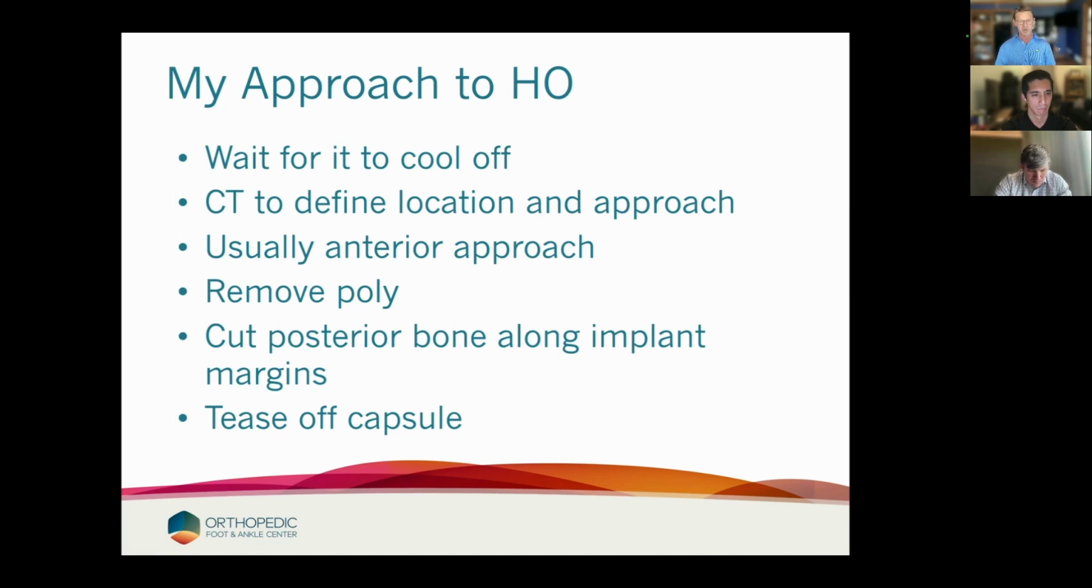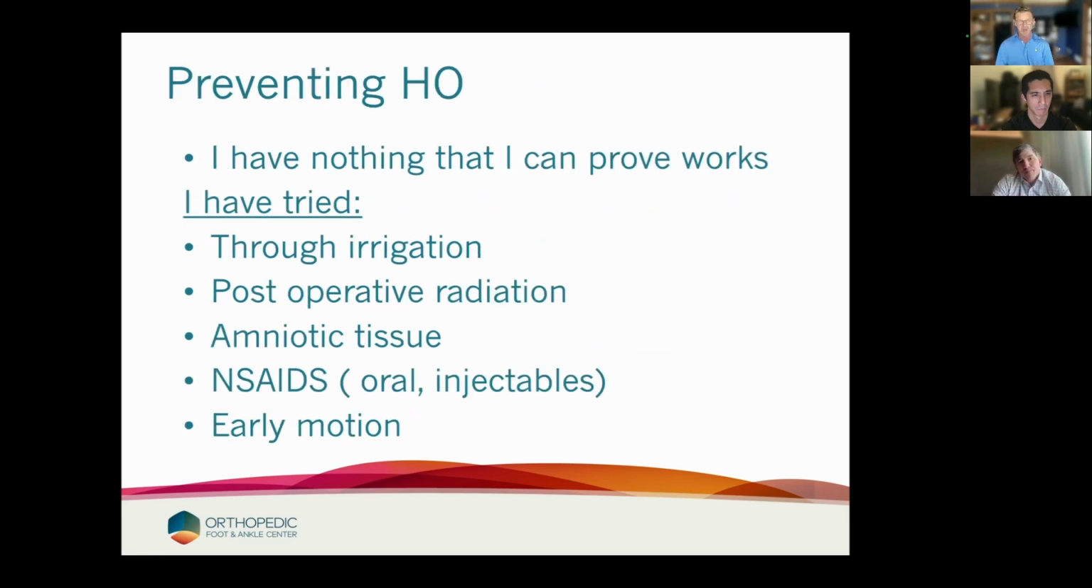I pop out the poly, I cut the posterior bone along it, I tease it off the capsule, and I bring it out. Preventing HO, I have tried everything, and I have nothing to recommend to you that I can prove works. I've tried thorough irrigation, which I still do. I did post-op radiation for probably a year and found nothing. I didn't even publish the paper because it didn't show anything.